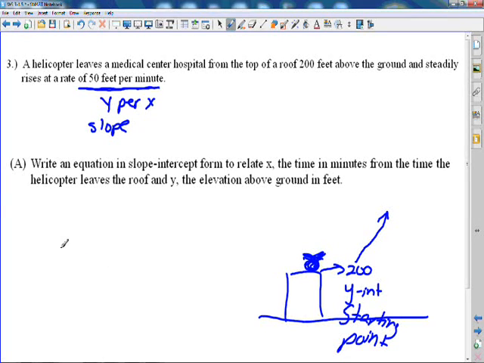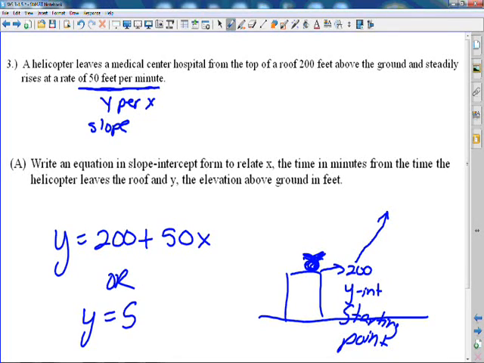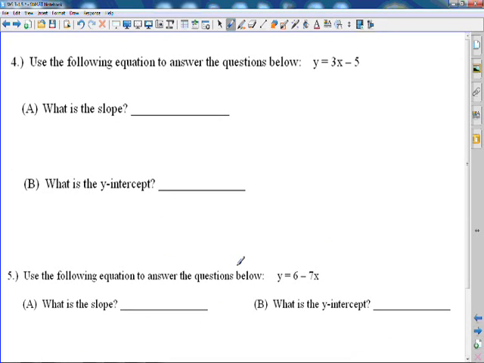So I have Y equals, and I can write it a couple ways. Let me write it like this: 200 plus, because I'm going up 50 feet per minute. Or I can write it Y equals 50x plus 200. Both of those are correct. Next, right here, use the following equation to answer the questions below. Okay, so let's answer these.